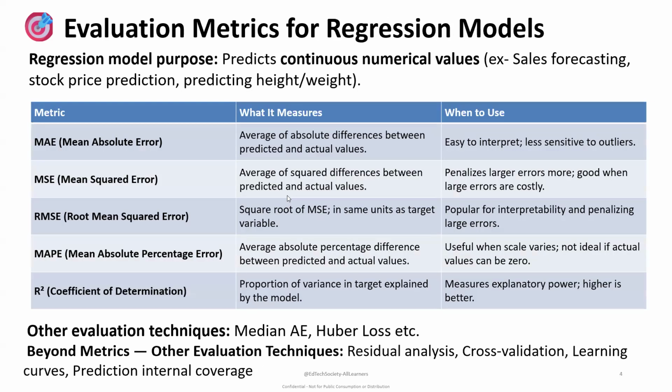So there is another kind of model that is called regression model. It predicts continuous numerical values, for example, in stock price prediction or sales forecasting. Questions can come in that way, that which kind of model can give the output in only numeric value. Then the answer should be regression models.